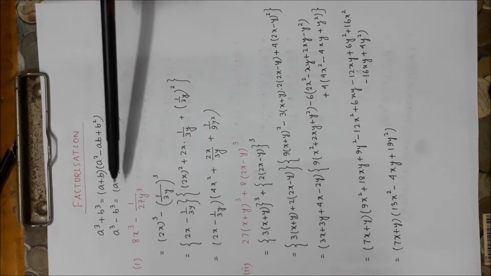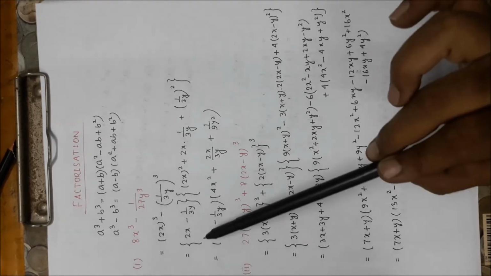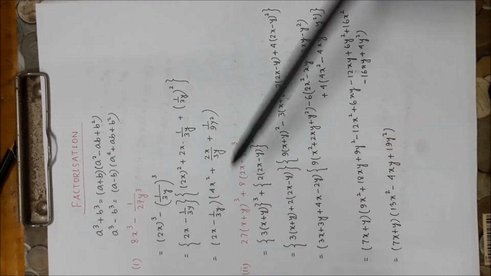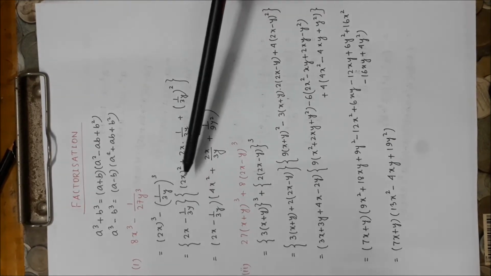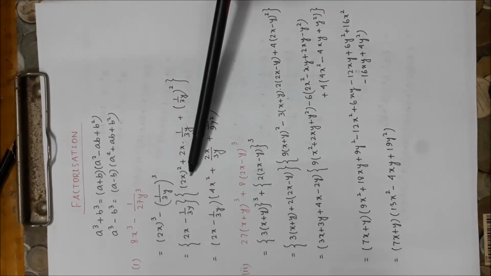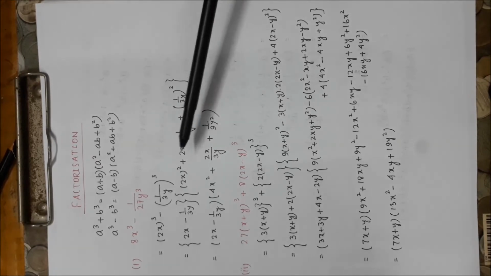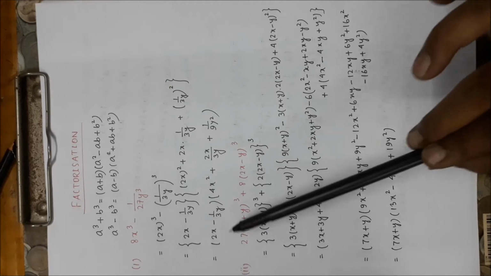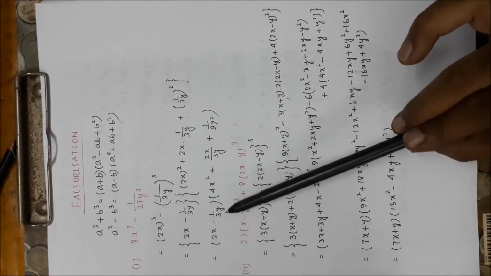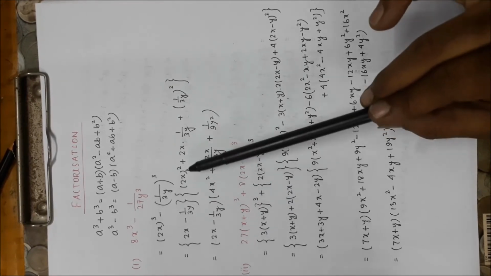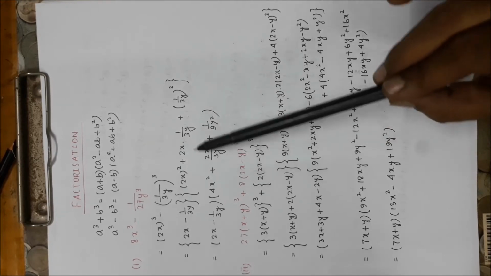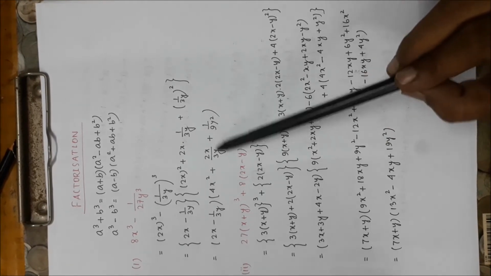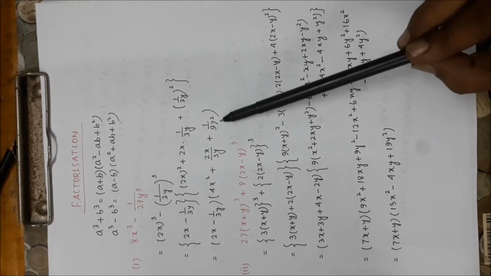Formula is difference of the terms, so 2x minus 1 by 3y multiplied by square of the first term, that is 2x square, plus product of the terms 2x into 1 by 3y, plus square of the second term, that is 1 by 3y square. So if you simplify, you will get 2x minus 1 by 3y multiplied by 4x square plus 2x by 3y plus 1 by 9y square.